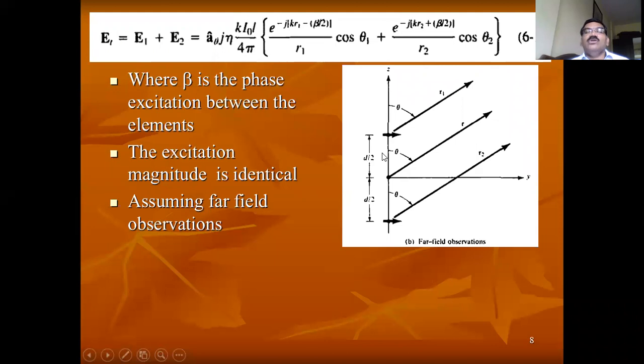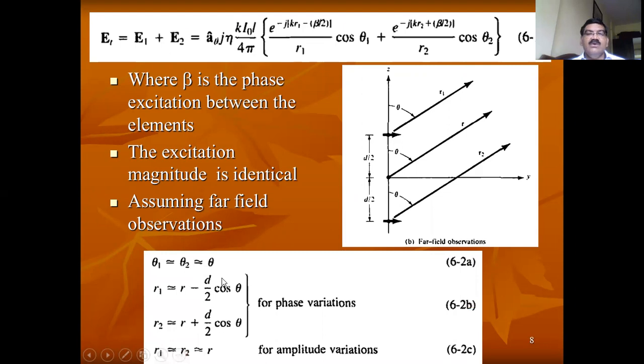As we know for the dipole antenna, the same assumptions are there: far field, where the point is very far as compared to the separation of these two antennas. So in this way you can consider these lines parallel, unlike the previous case. Again we have the assumption theta 1 equals theta 2 equals theta, and R1 and R2 can be considered by the same formula as in the dipole. That is R1 is equal to R minus d by 2 cos theta.